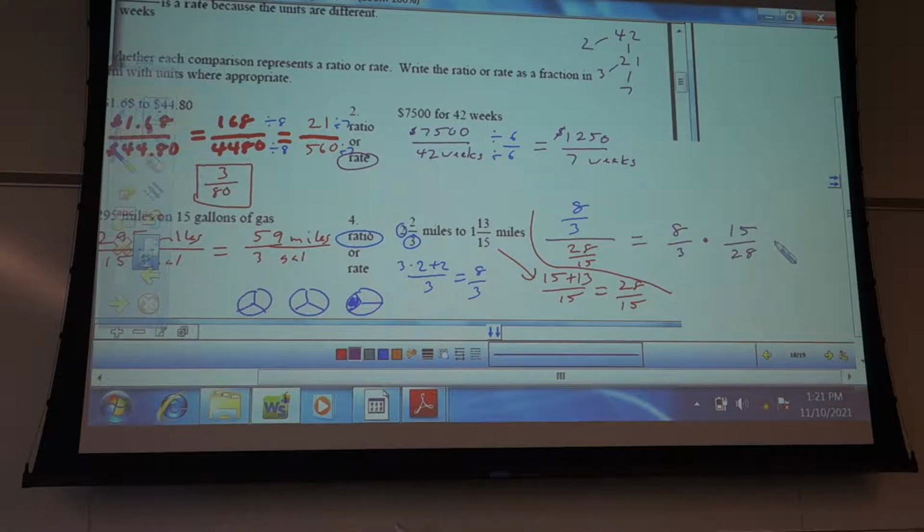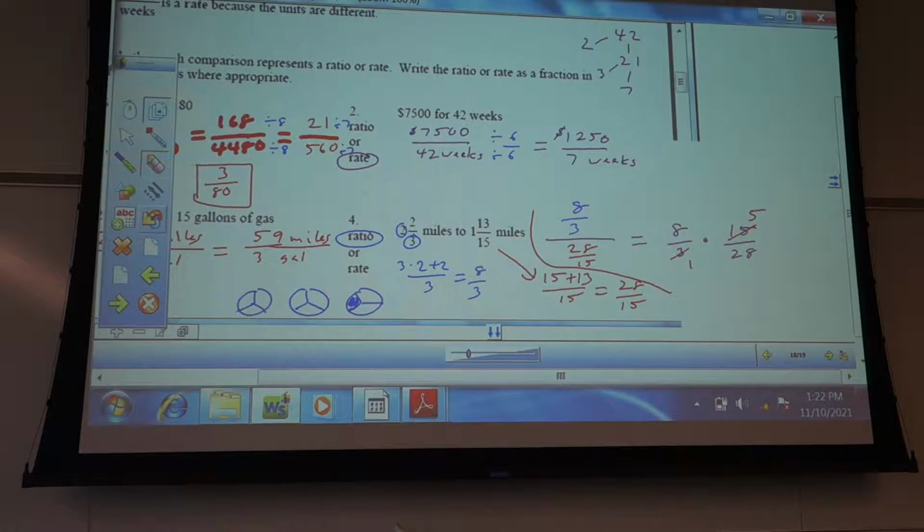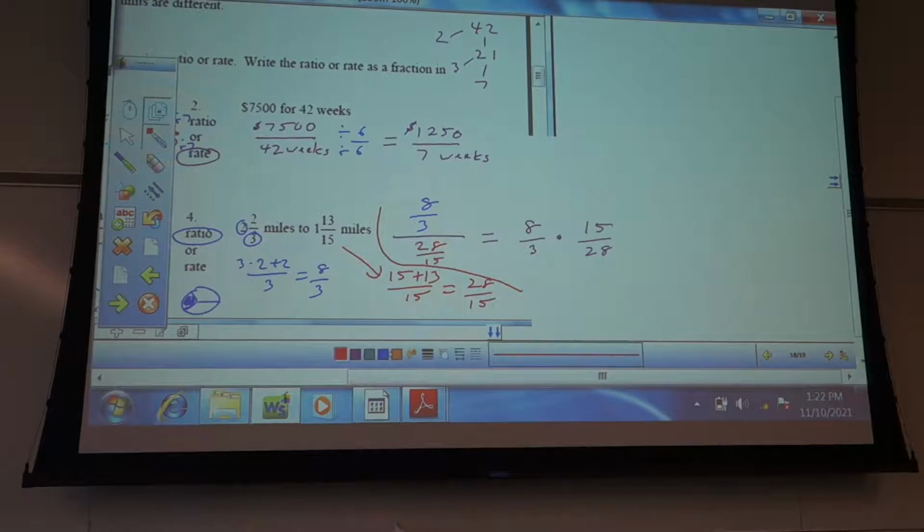And then we can reduce early a little bit. 3 and 15. I can take a 3 out of 3 and I get 1. Take a 3 out of 15 and I have 5. Has anybody done this before? Is that familiar at all? Yeah. So you can do it across like that, because you're multiplying them. So really, let me step back a little bit and point out this is really the same thing as 8 times 15 over 3 times 28.